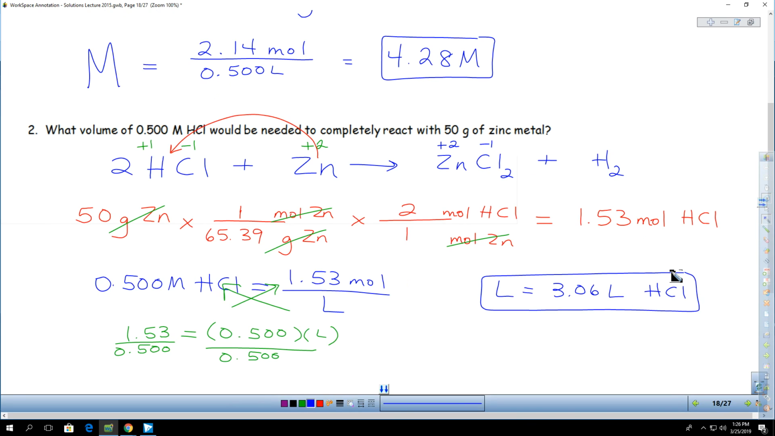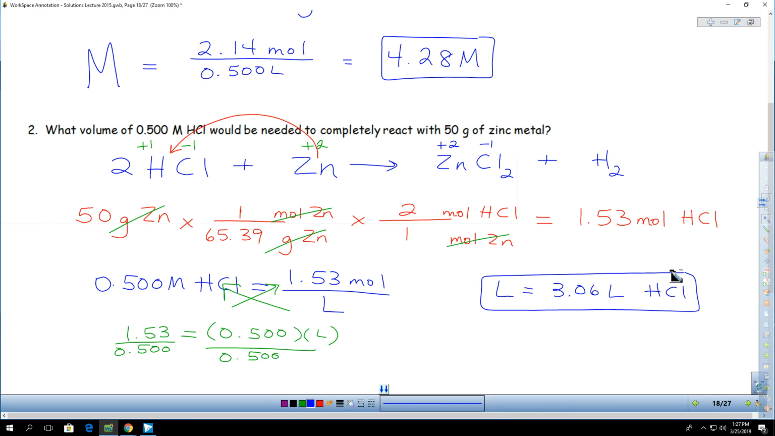There it is. I mean, 50 grams is kind of a lot of zinc. We would have never used 50 grams of zinc in the lab. But if I did, I would need about 3 liters of 0.5 molar HCl in order to completely convert that zinc into zinc chloride and hydrogen bubbles.